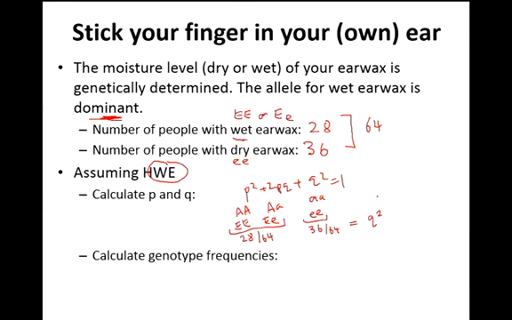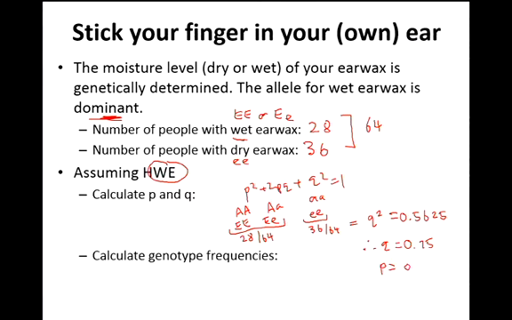Calculator out here, 36 on 64 equals 0.5625, I think it is. Good. And then if we square root that, we get, oh, that's a nice number. So q is the square root of that, and so that's 0.75. How lovely. Okay, so p plus q equals 1, which means p is 0.25.